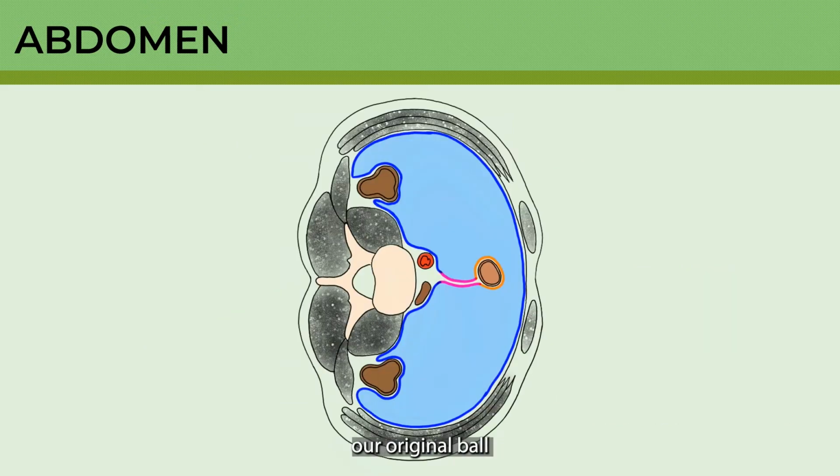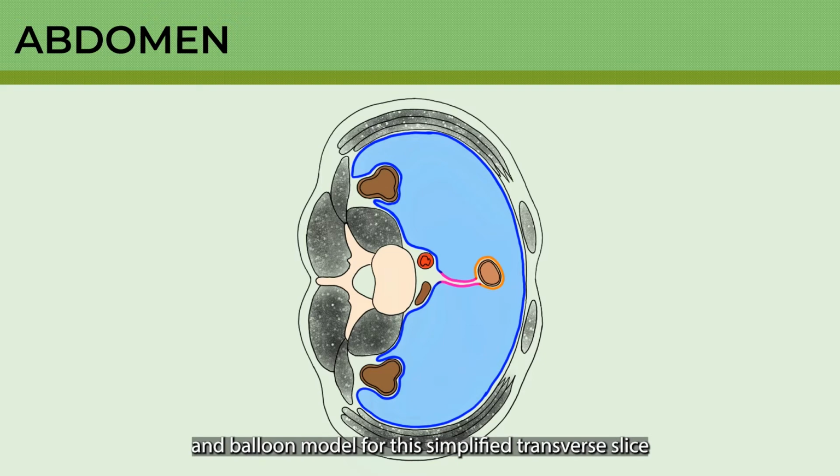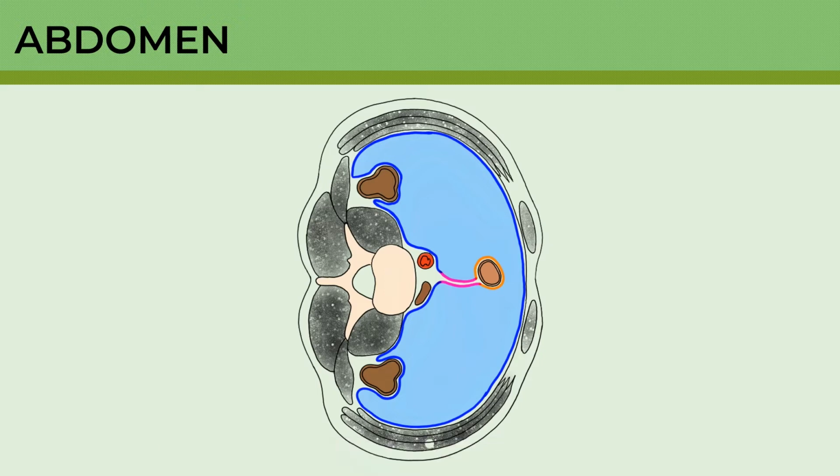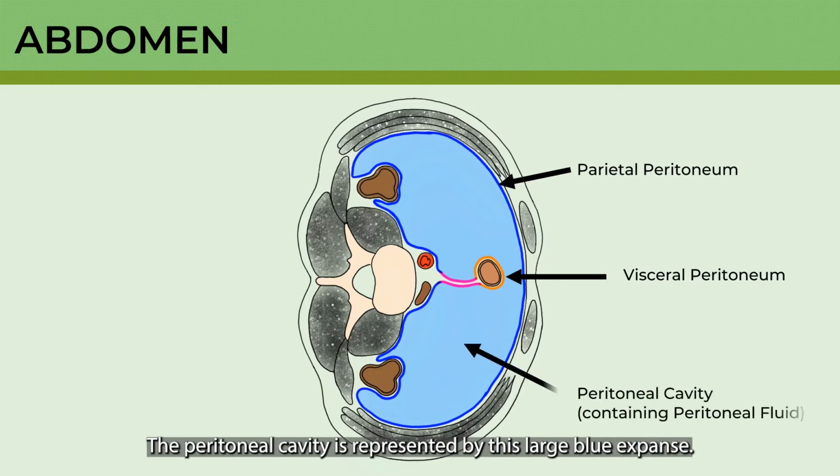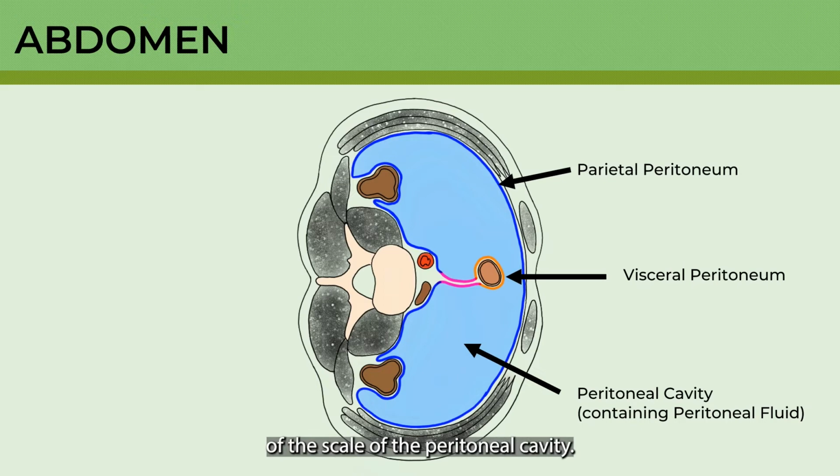I have swapped out our original ball and balloon model for this simplified transverse slice of the abdominal cavity, so we can see how this is applied in the real world. Our two types of peritoneum are visible. We have the blue outer wall that lines the abdominal cavity, and we have this visceral peritoneum that wraps around the intraperitoneal organ. The peritoneal cavity is represented by this large blue expanse. However, in this image, please bear in mind this is not representative of the scale of the peritoneal cavity. As I have already mentioned, the entire peritoneal cavity only contains 50 ml of fluid.